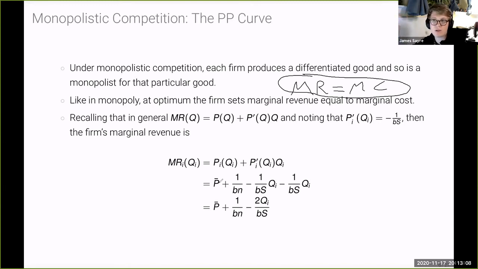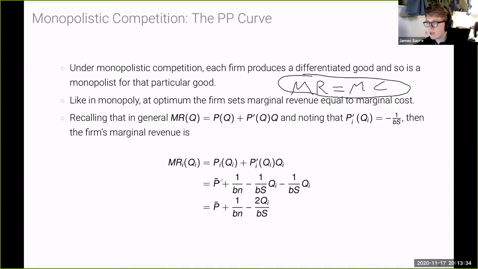Now that we've figured out the inverse demand curve, just to sum up, what we want to do is figure out my brand's optimal quantity that they're going to produce. We're going to use the rule that marginal revenue equals marginal cost. Then using that, we're going to back out the optimal quantity and then the price that they're going to produce.